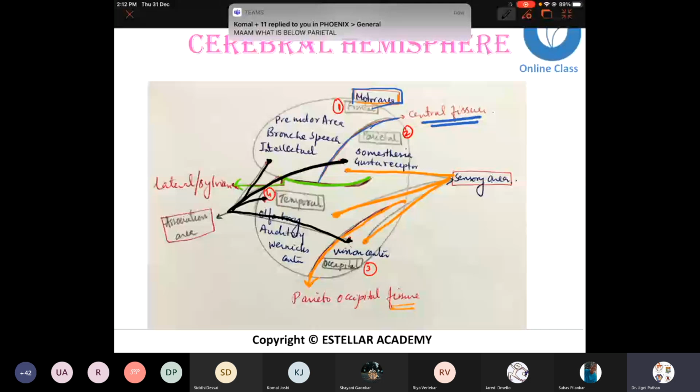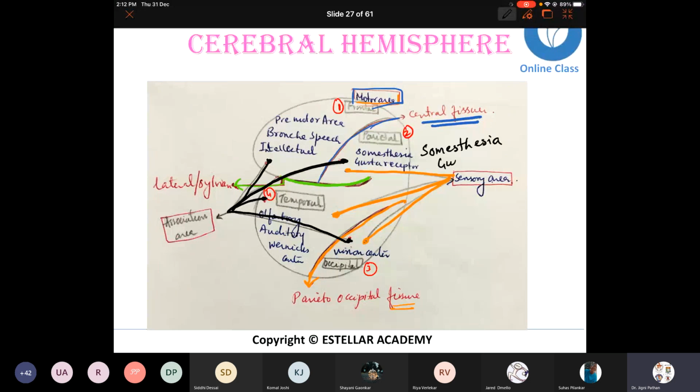In the parietal lobe are the somesthesia center and the gustatory receptor center. There are two receptor centers present in the parietal lobe. In the temporal lobe there are the olfactory, auditory, and Wernicke's center. Then Broca. This is Broca. Broca is the speech center. Then the intellectual and premotor areas.